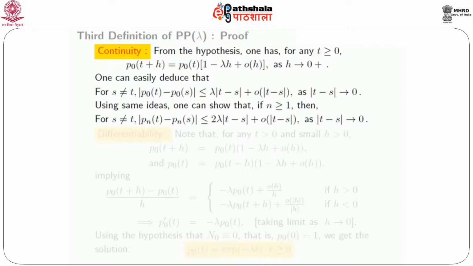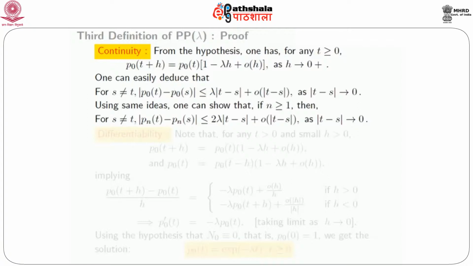So from this one can easily deduce, this is for h positive, but you can also write something similar for h negative, that if s is not equal to t, then the modulus of P0(t) minus P0(s) is less than or equal to lambda times mod t minus s plus little o of mod t minus s, as mod t minus s goes to 0 plus. Mod t minus s is always positive.